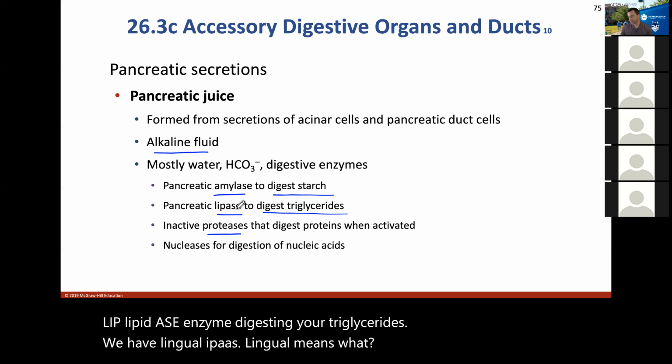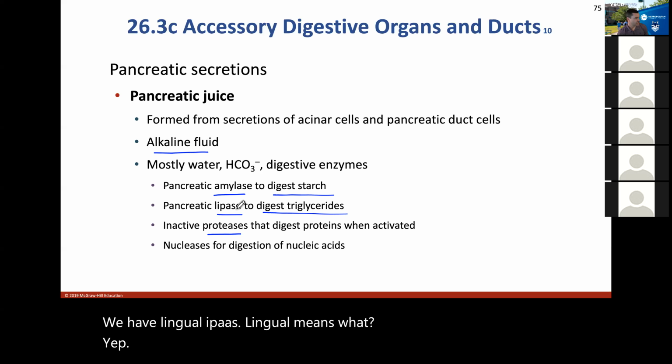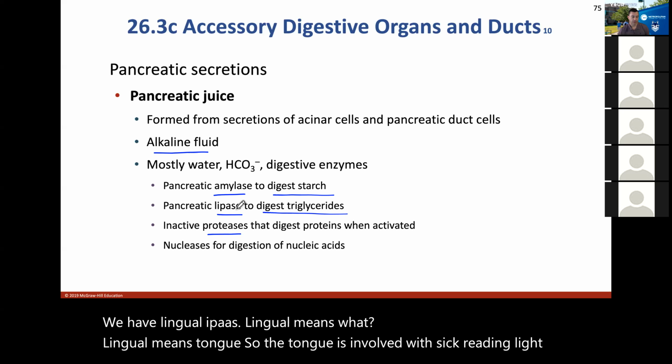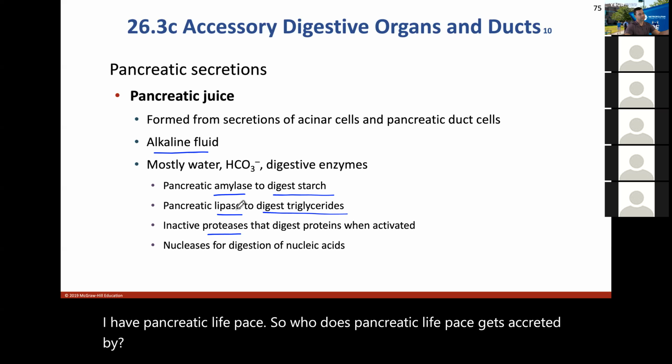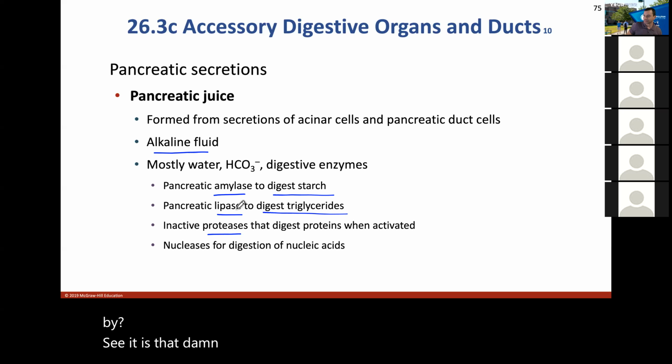Tongue? Yep. Lingual means tongue. So the tongue is involved with secreting lipase. I have pancreatic lipase. So who does pancreatic lipase get secreted by? The pancreas. See, it is that easy, folks. Any of you could have answered that.